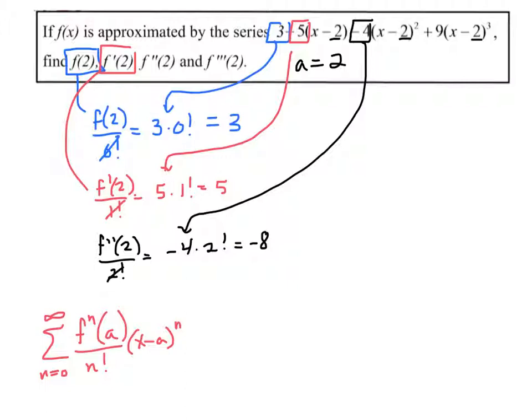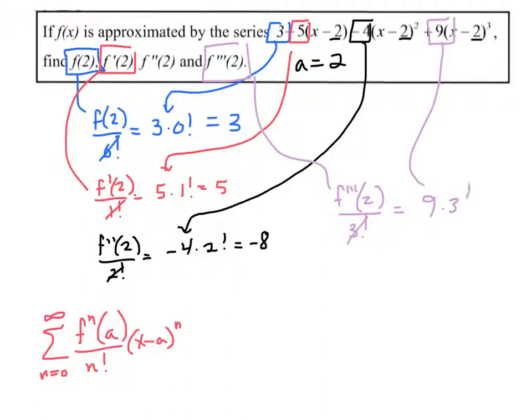And finally, f triple prime at 2 over 3 factorial. Always remember it's the same: third derivative, 3 factorial. And the coefficient that goes with that is positive 9. Multiply both sides by 3 factorial, so 9 times 6 is 54. And there I've solved for all of those derivatives.